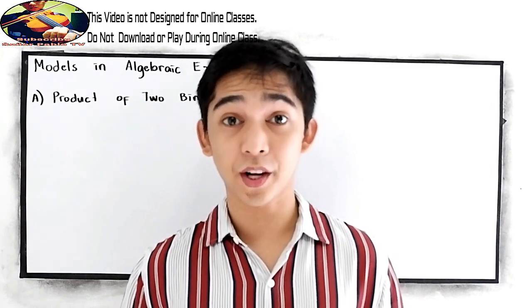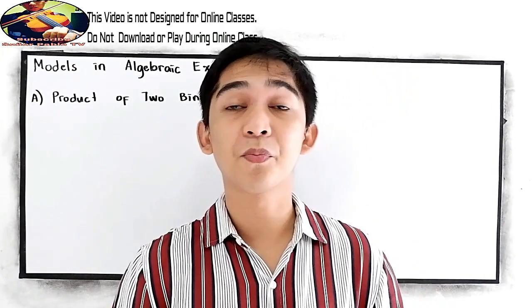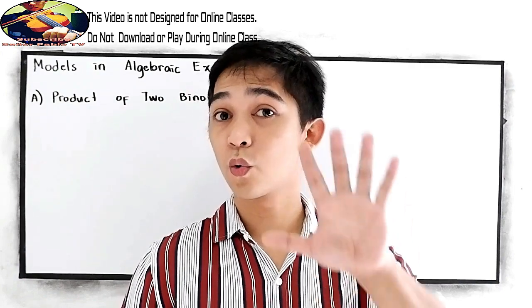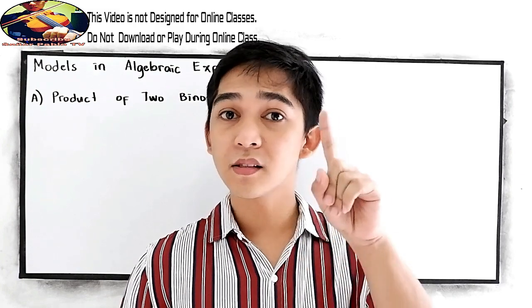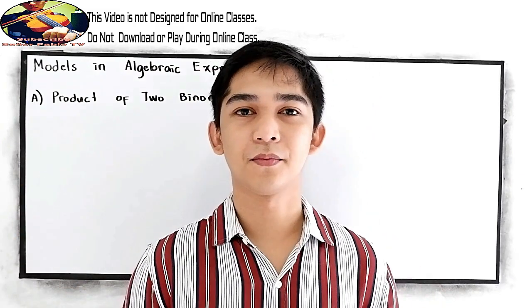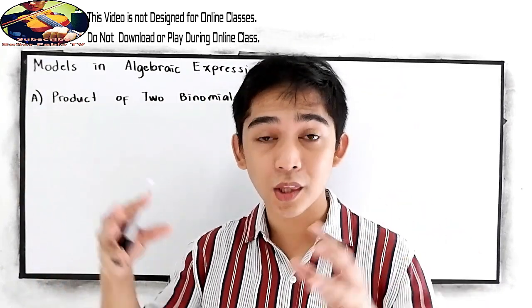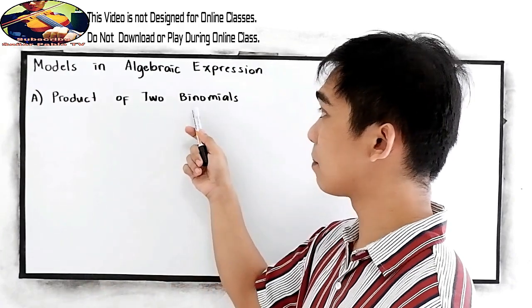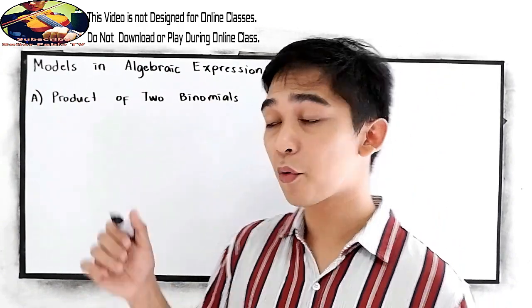And for today's tutorial video, we will be discussing the models in algebraic expressions. So we will be discussing 5 methods or 5 models. Let's start with the first one, the product of two binomials. So when we say product, means we're going to multiply. When we say binomial, composed of two terms. Let's have our first example.